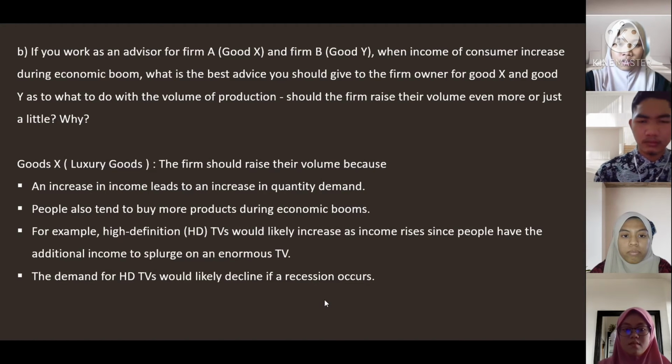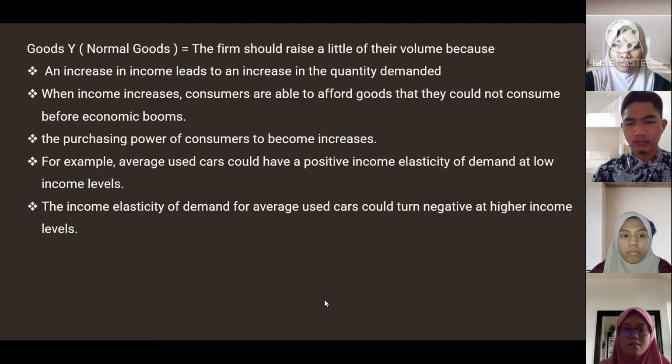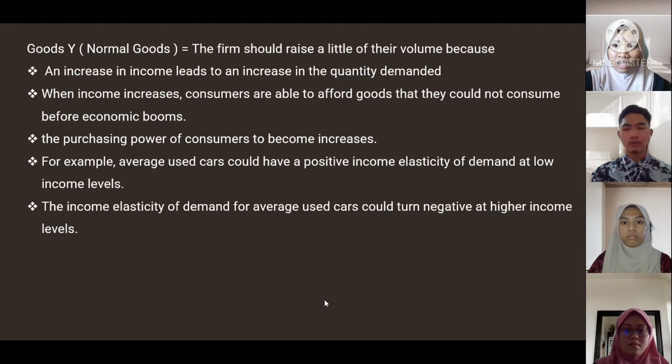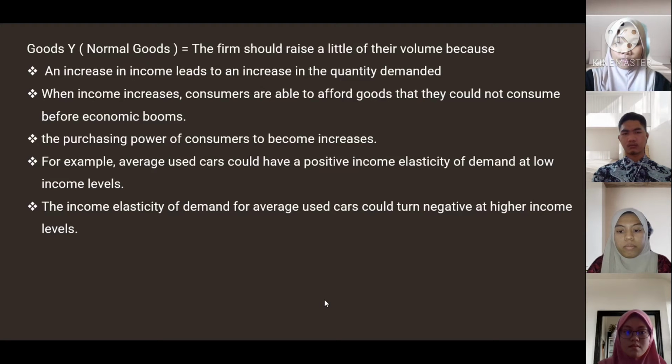Next, for good Y, which is a normal good, the firm should raise their volume a little, because an increase in income leads to an increase in quantity demanded, but the increase in demand is less than the increase in income. When income increases, consumers are able to afford goods that they couldn't consume before the economic boom, which increases the purchasing power of consumers. For example, average used cars could have a positive income elasticity of demand at low income levels. However, the income elasticity of demand for average used cars could turn negative at higher income levels, where people may prefer to purchase new luxury cars instead.